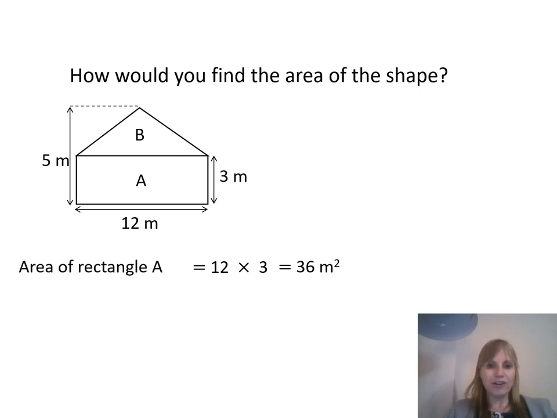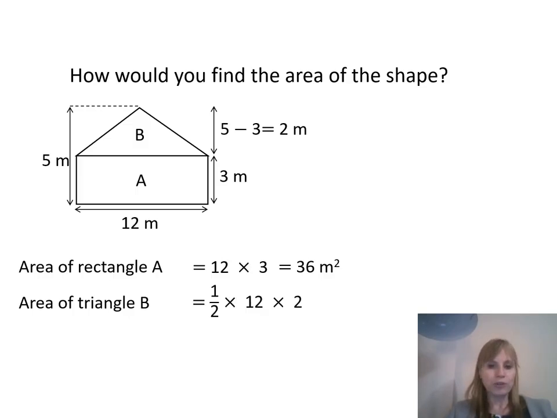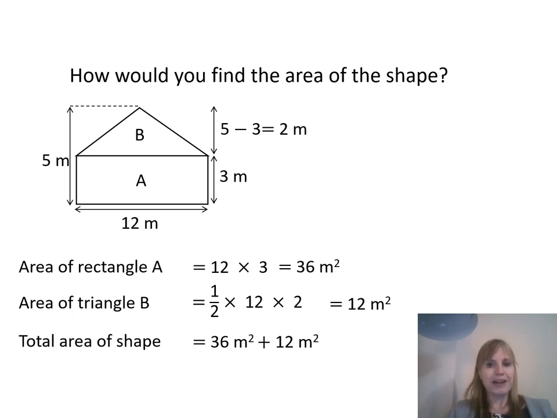And B is a triangle. Now, I don't know the height of my triangle. I know the overall height of my shape is 5, and I know the height of that rectangle is 3. So if I take 3 away from 5, that will give me the height of my triangle. So the height is 2. So a triangle is half times the base, which is 12, times the height, which I now know is 2. And half of 12 is 6, and 6 times 2 is 12. So my total shape would be the 36 metres plus the 12 metres squared, which gives me a total area of 48 metres squared.